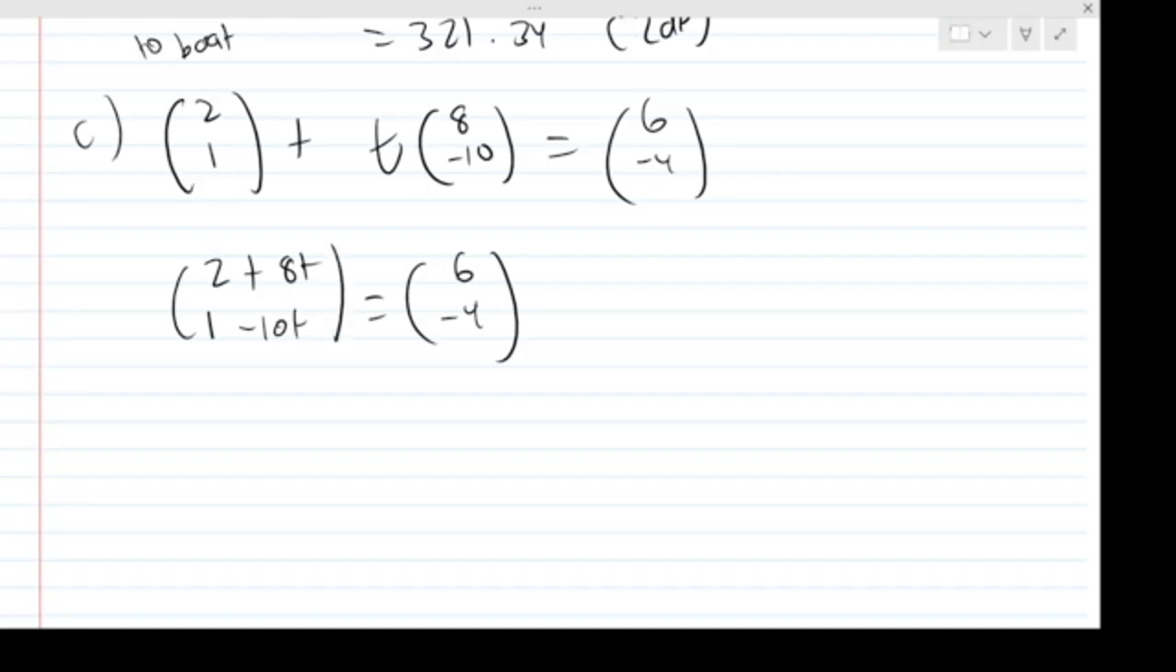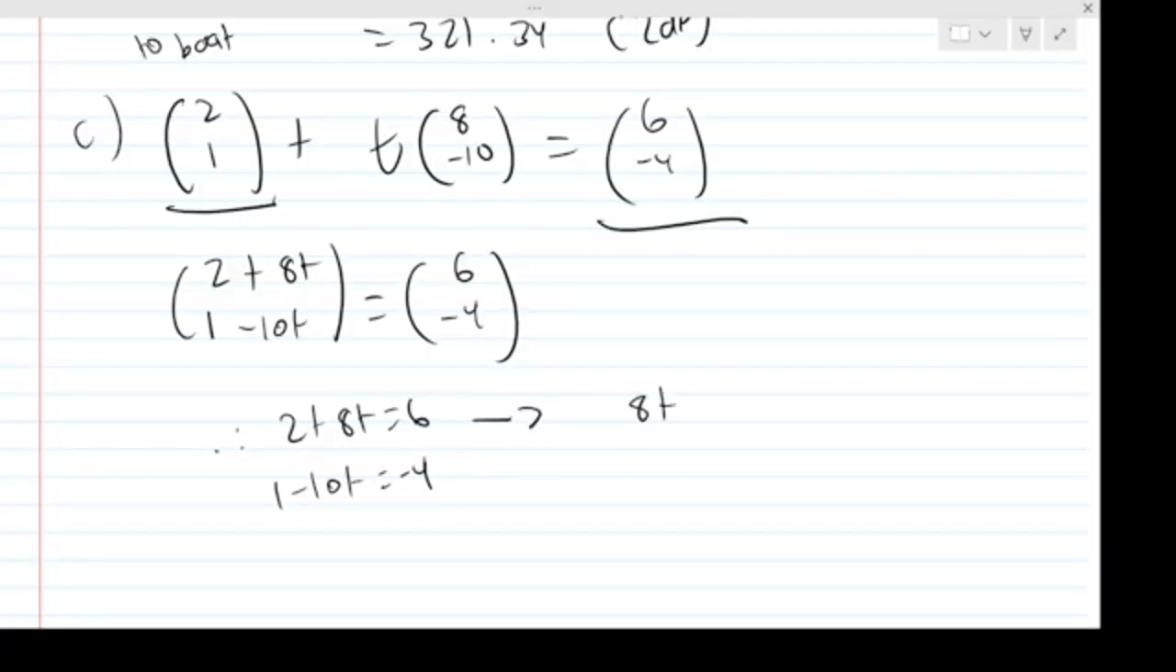Now, I then have two equations, right? If I compare the top and the bottom part, I get 2 add 8t is 6, and 1 minus 10t is minus 4. So if indeed the boat does reach the buoy with this velocity, there is a solution for t to satisfy both equations, okay? So let's solve the top one. If I subtract 2 from both sides, 8t is going to be 4. So therefore t is going to be 4 over 8, which would be a half. Okay, so that's my solution here.